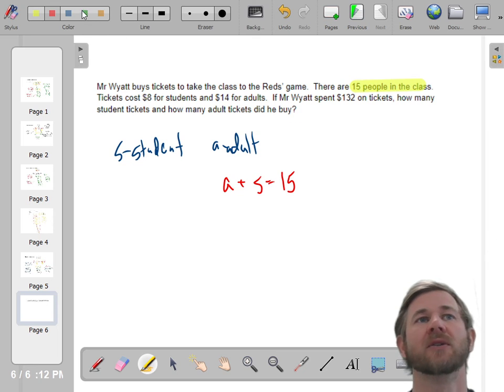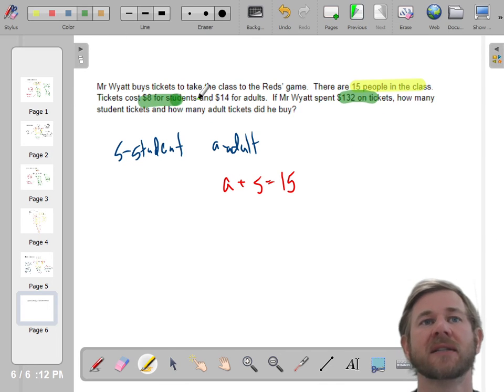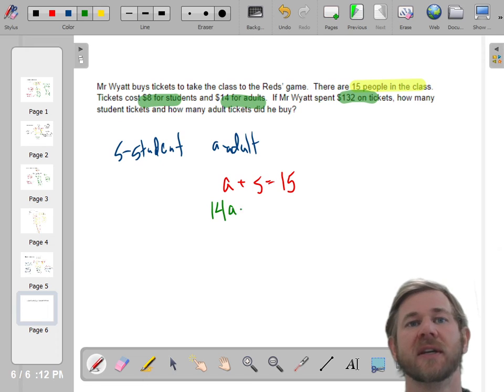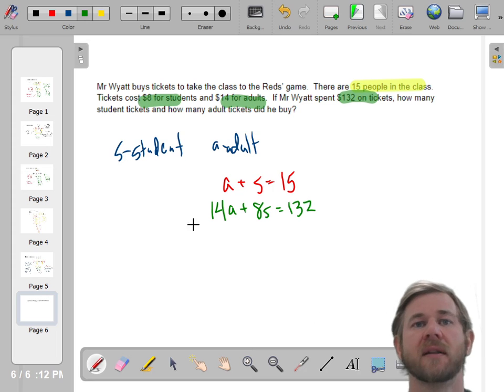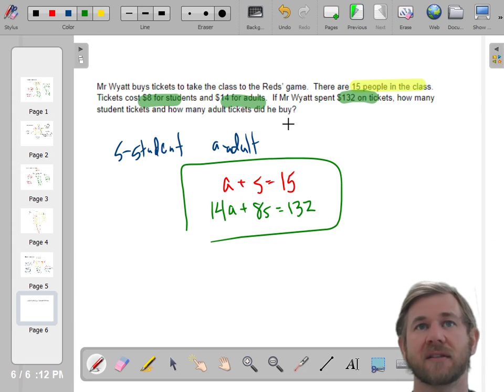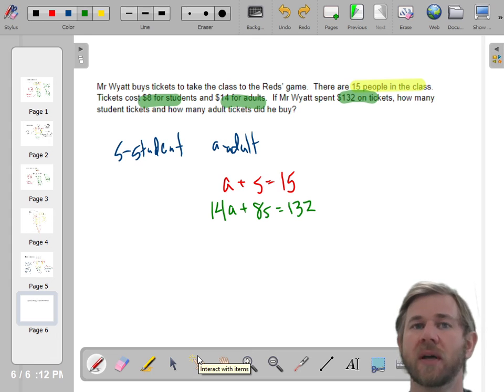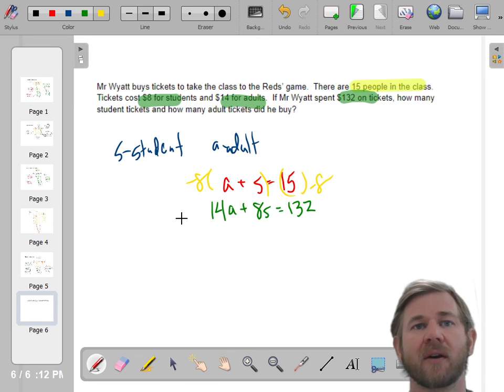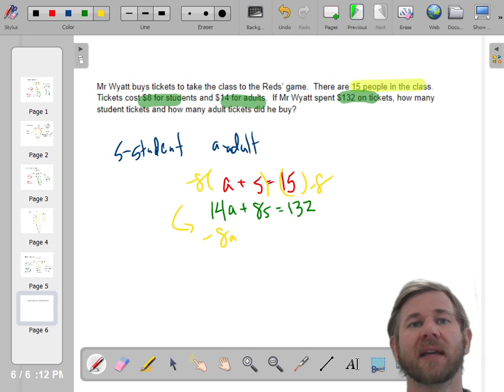Now we gotta look at money. So what do we know about money? I spent 132 bucks, $8 for students, 14 bucks for adults. So it's 14 bucks for every adult ticket and $8 for every student ticket, and they total $132. Now I have my system. I just got to solve it. You can solve it however you want. I feel like doing elimination. So I'm going to cancel out the s's. I'm going to multiply this guy by negative 8. I'll write that right underneath. So now it's negative 8a, negative 8s, and 8 times 15 is 120. Use your calculator.